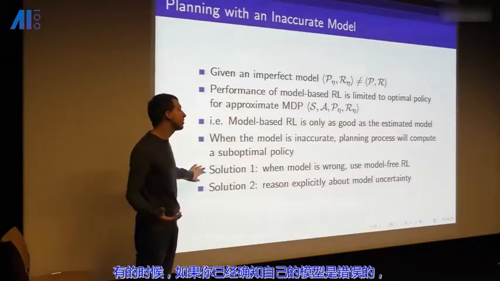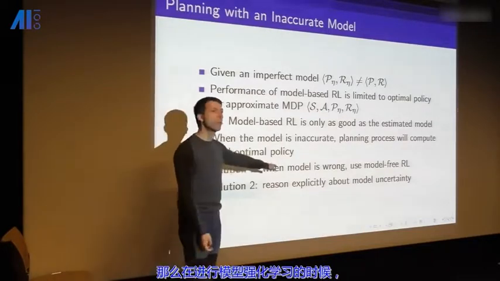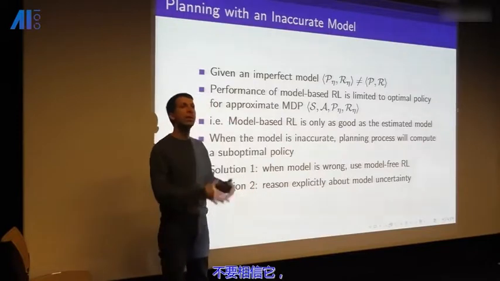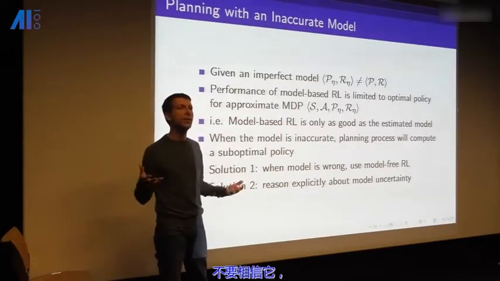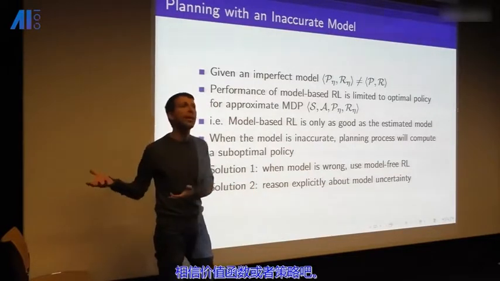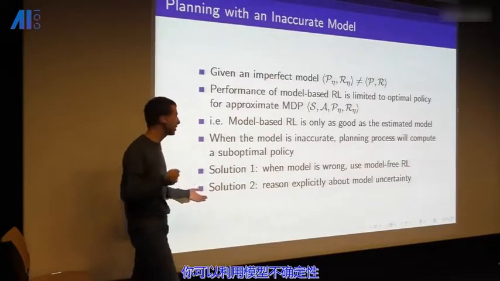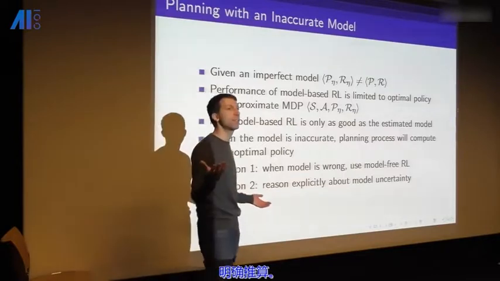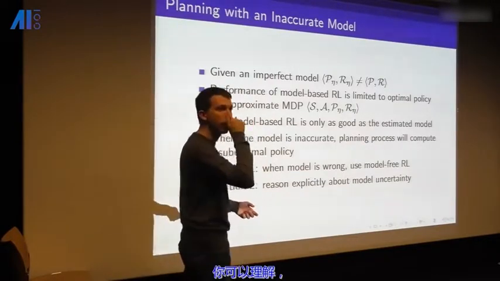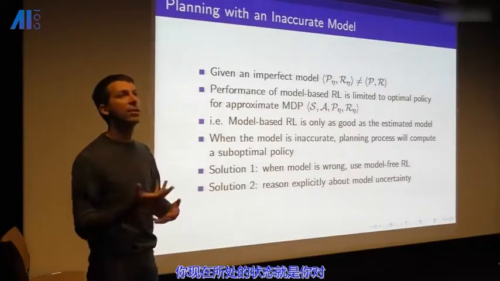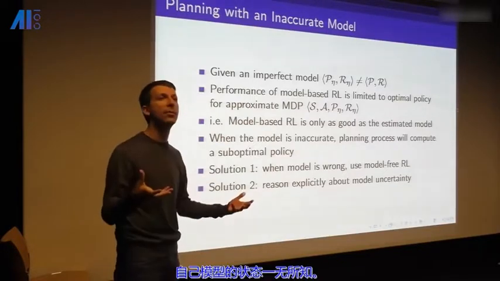So some things you could do would be to use model-free reinforcement learning when your model is wrong. Like if we know that our model is just junk, don't trust it, trust your value function or your policy instead. Another solution would be, as suggested, you can reason explicitly about model uncertainty. This is the Bayesian approach, for example. You can understand that you're in a situation where you don't know about your model in one state.